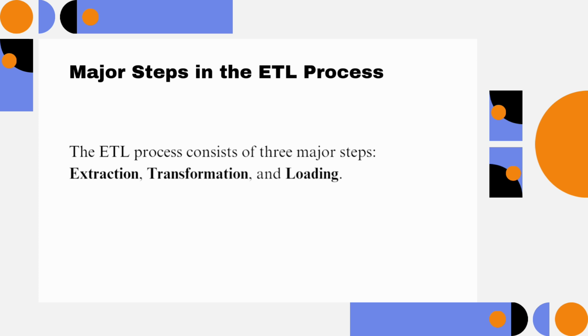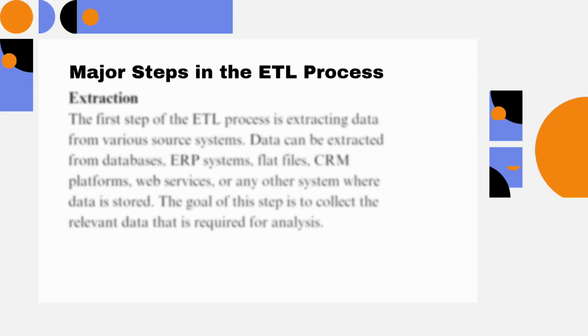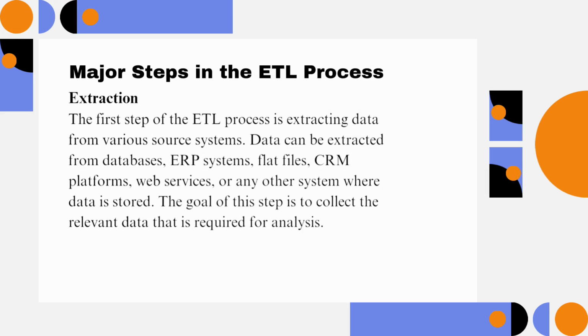Major steps in the ETL process. The ETL process consists of three major steps: extraction, transformation, and loading. 1. Extraction. The first step of the ETL process is extracting data from various source systems. Data can be extracted from databases, ERP systems, flat files, CRM platforms, web services, or any other system where data is stored. The goal of this step is to collect the relevant data that is required for analysis.